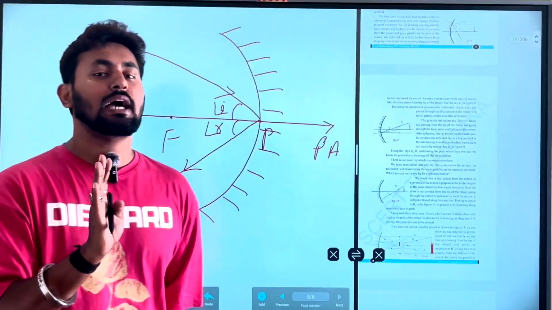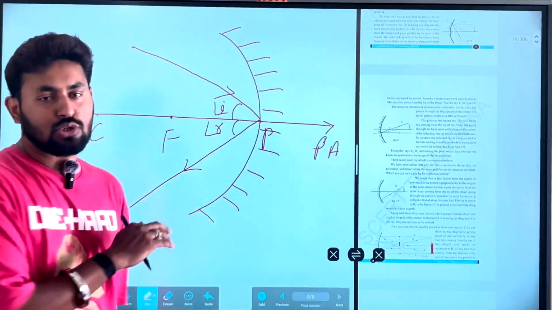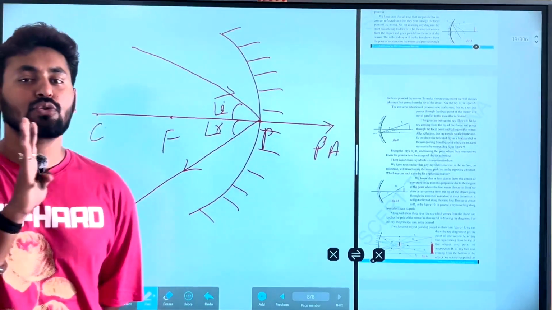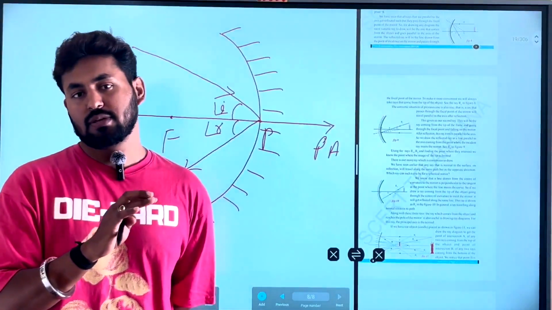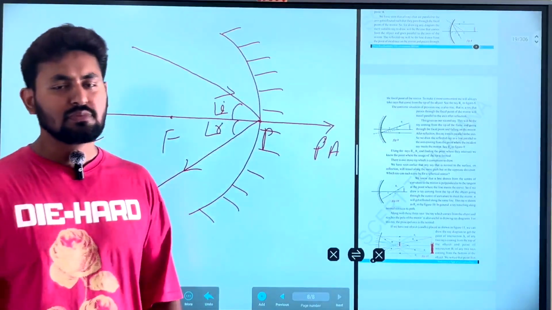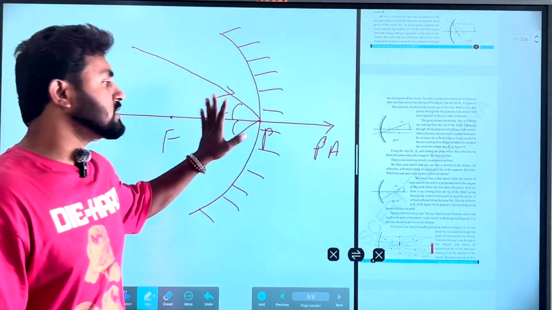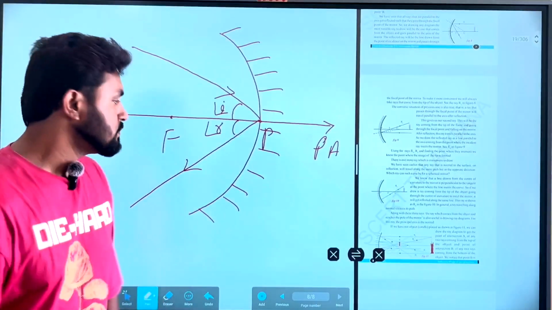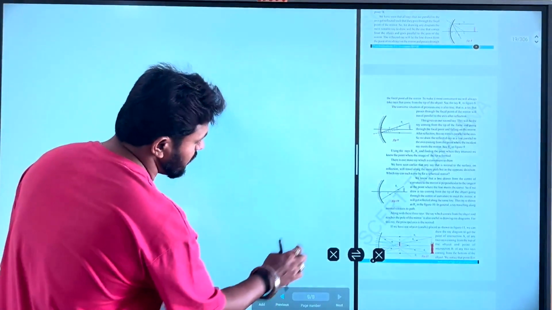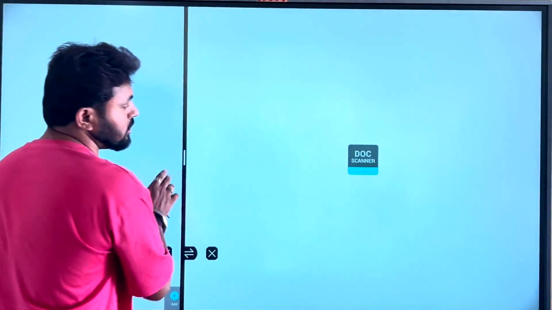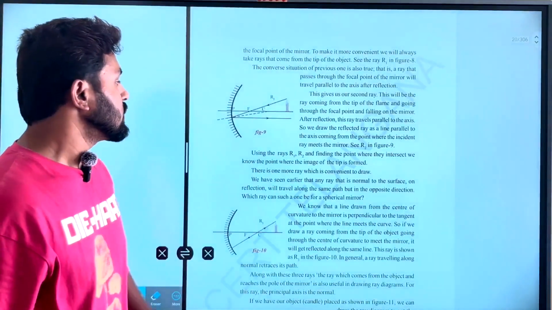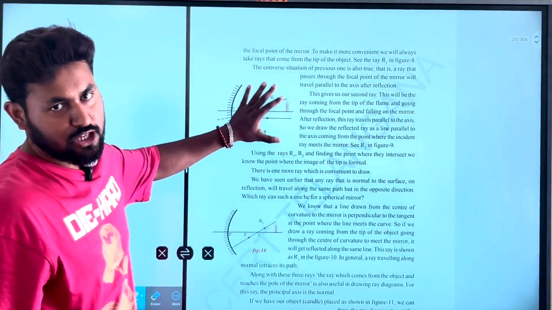That is only being utilized while drawing the ray diagrams. I'll show you now. These are the four rules that you should know to draw the ray diagrams. This fourth rule is not there. We don't utilize this rule to draw the ray diagram. Now, moving ahead to the ray diagrams that we have. These are the rules that I have already explained to you.